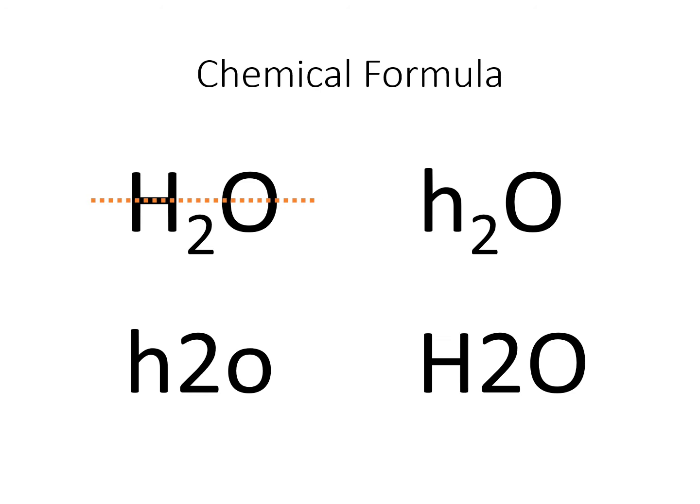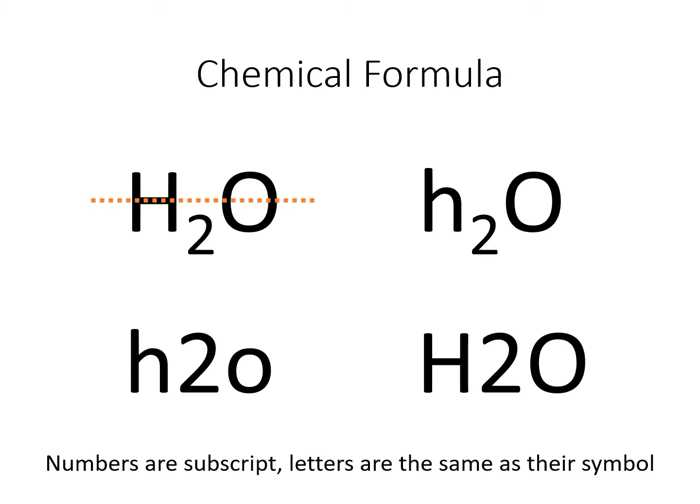Also, what's different about all of these here is that we have the H and the O are the same, well, they're in capitals. And the reason why they're in capitals is because that's what their symbol is on the periodic table. That's the element symbol. So hydrogen symbol is capital H, oxygen symbol is capital O. Therefore, we use those in our formula. So the numbers are subscript and the letters are the same as their symbol. So that's really, really important.